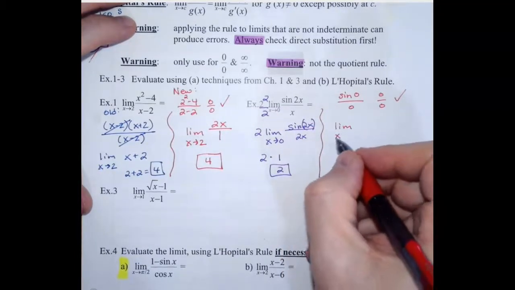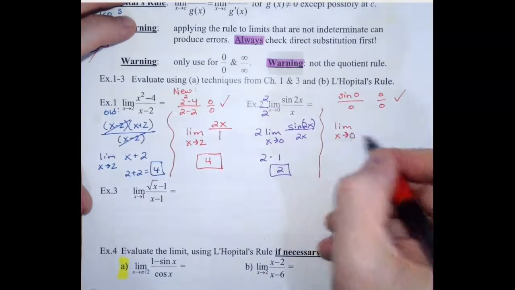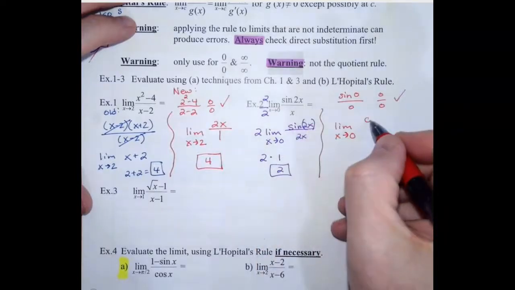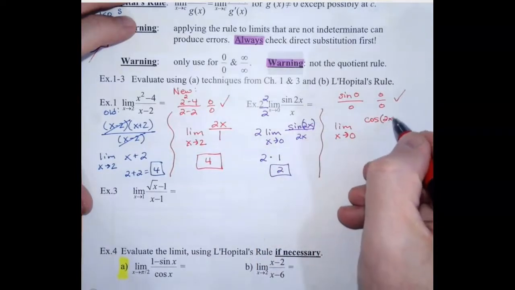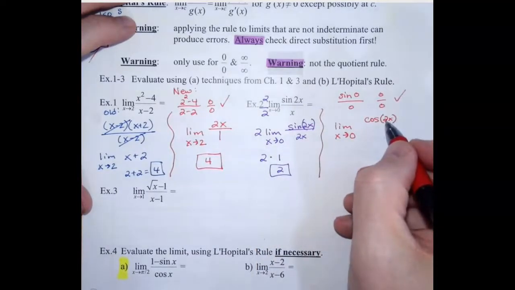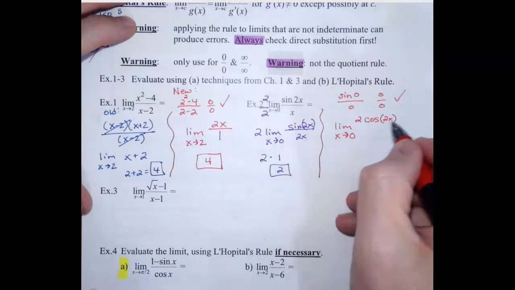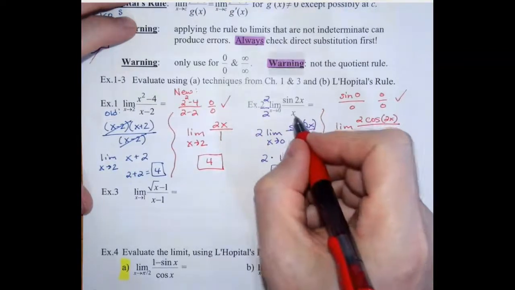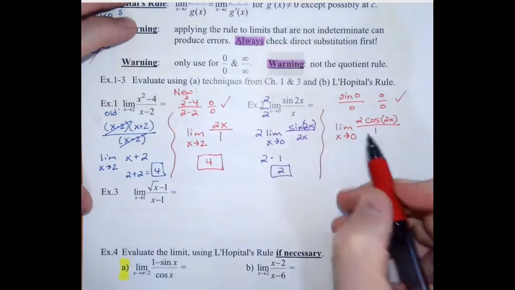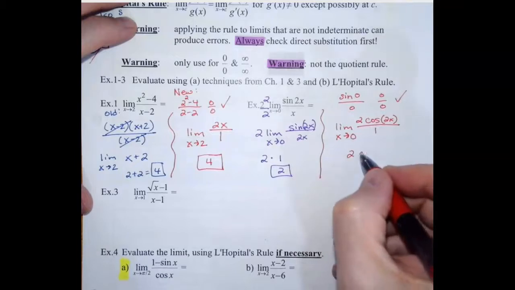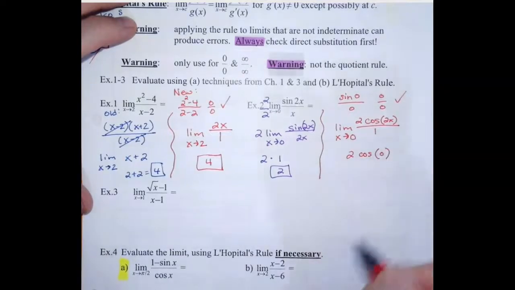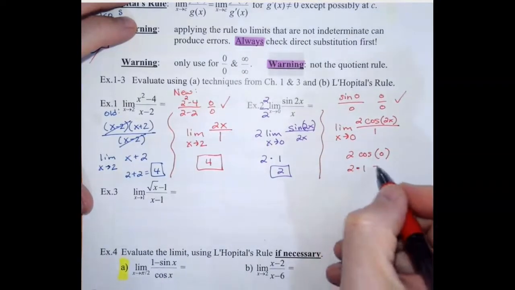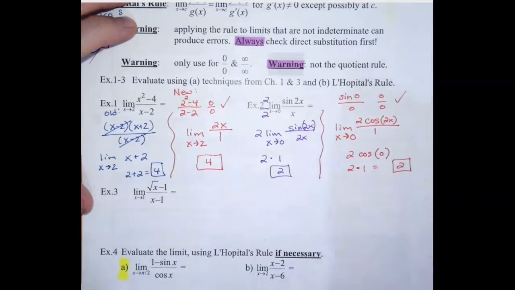So the limit as x approaches 0, the derivative of sine is cosine, but we have to use the chain rule. So we have to multiply by the derivative of the inside, which is 2, and the derivative of x equals 1. So now we have 2 times the cosine of 0, which is 2 times 1, which is 2. And we get the same answer.